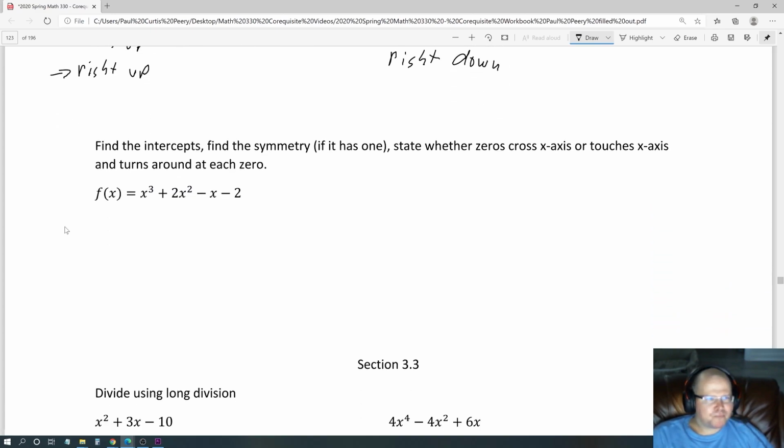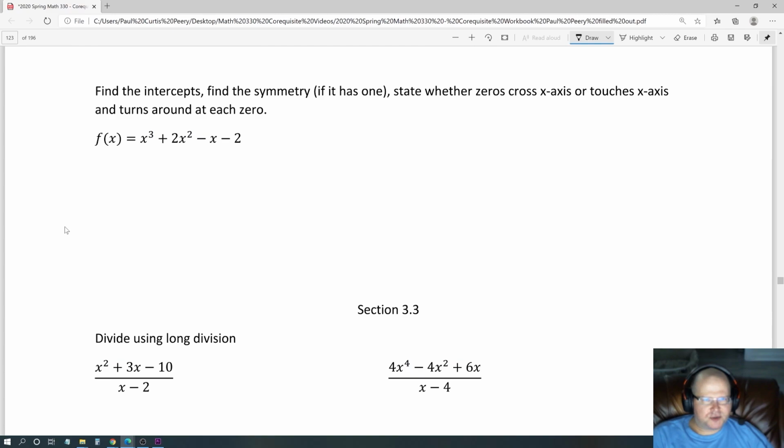Okay. So we want to find the intercepts and find the symmetry, if it has one, and state whether zeros cross the x-axis or touch the x-axis and turn around at each zero. So let's break this down and do the most basic parts first. We're going to find the intercepts, the same way we did the previous one. To find the x-intercepts, just like before, we're going to set y equal to 0.